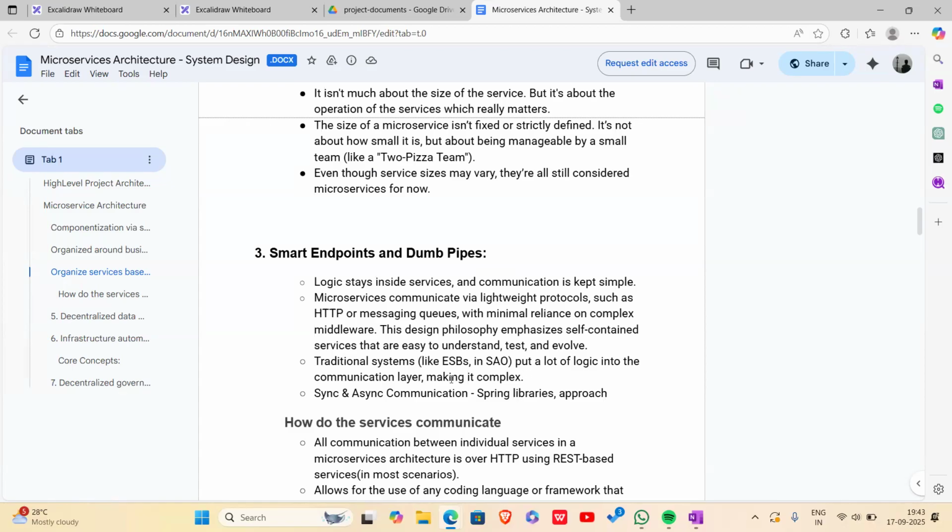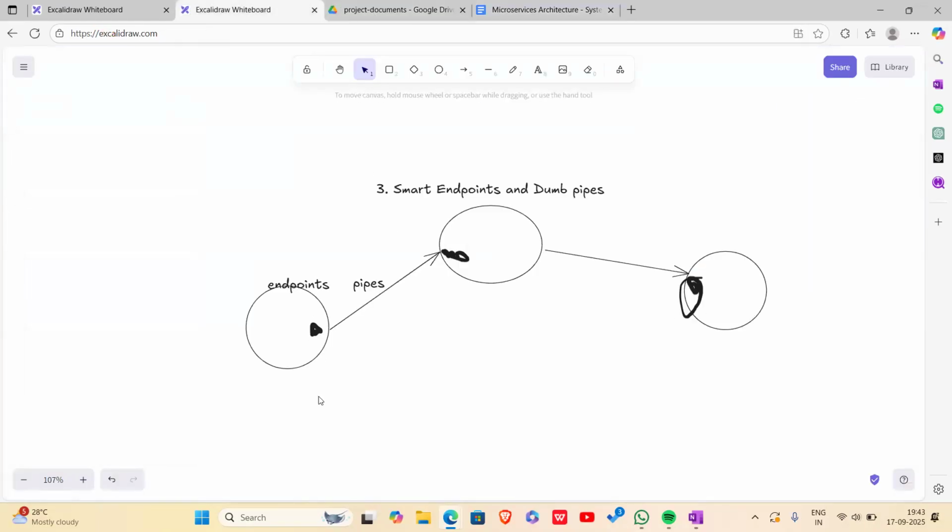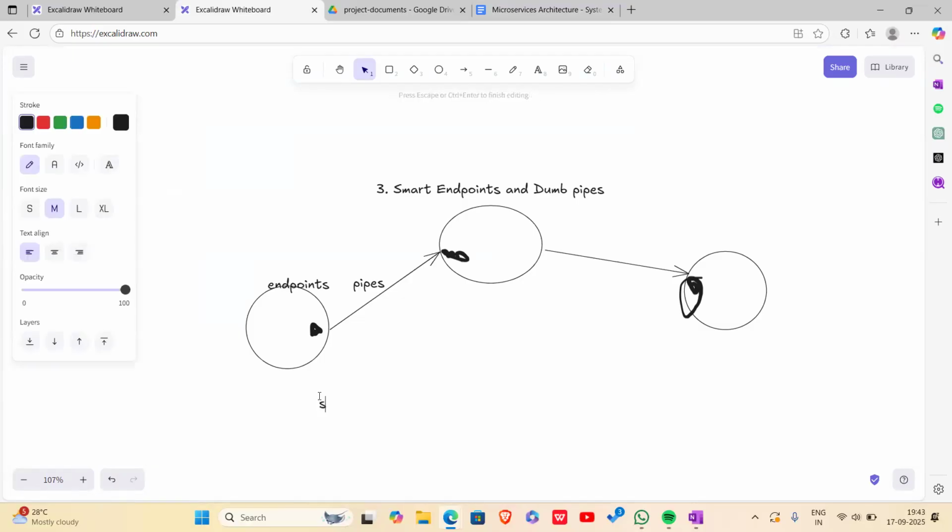Sync and async communications. To communicate from one endpoint to another, we can use either sync communication or async communication.